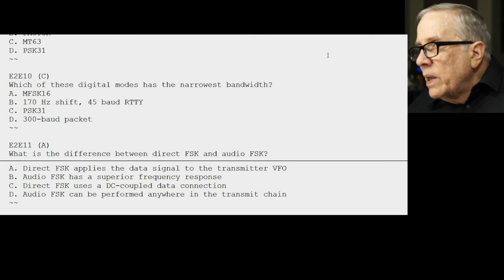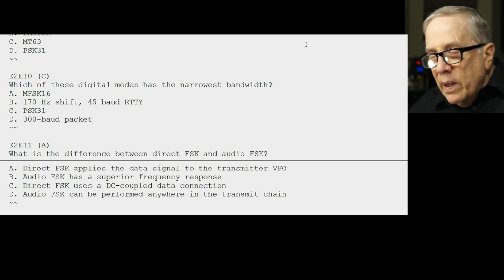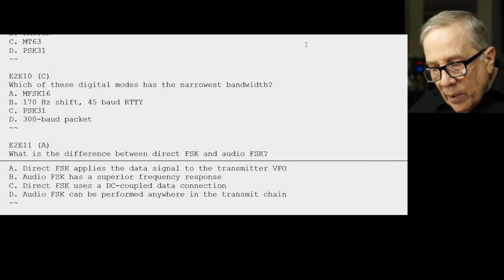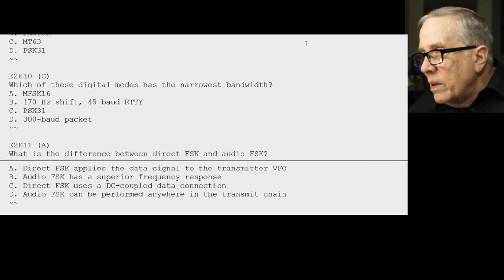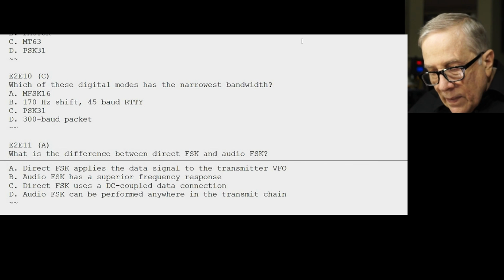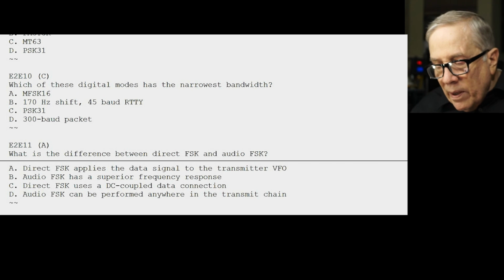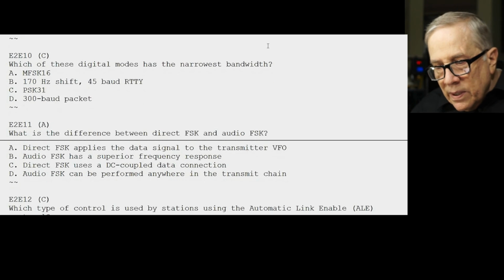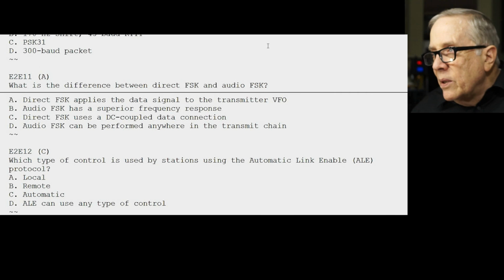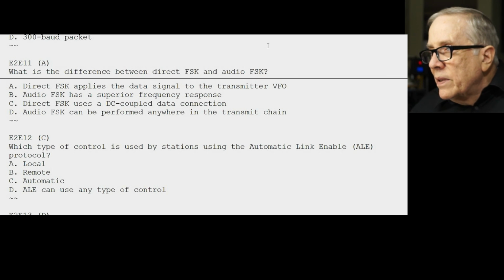E2E11, what is the difference between direct FSK and audio FSK? So one is coupled through the transceiver's audio input. The answer is A. Direct FSK applies the digital signal to the transmitter VFO. So there's no audio involved. It's just doing what it needs to do with the frequency shift.